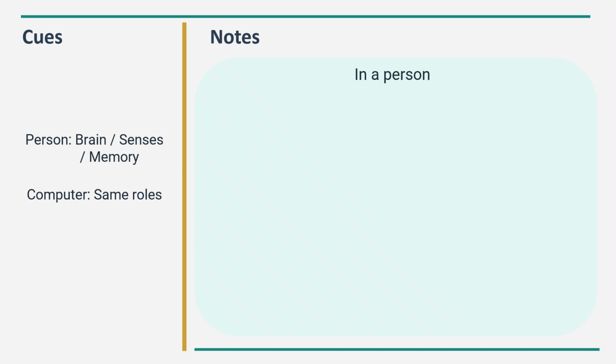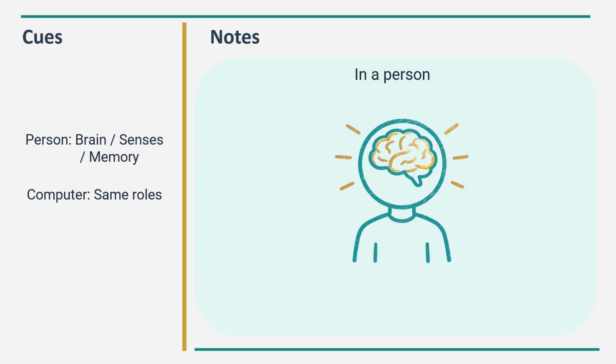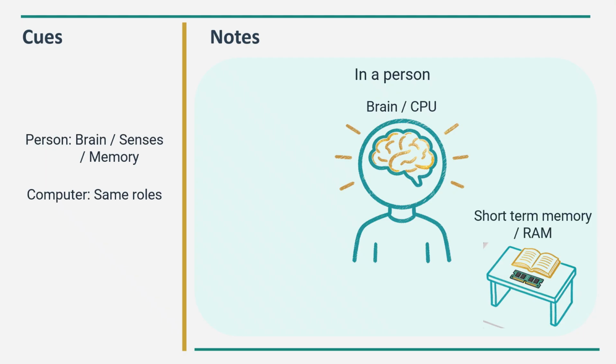In a person, we have similar parts that help to keep our body functioning. The brain of the body is similar to the CPU because it thinks and decides what has to be done. Our short-term memory, that which is on our table right now, is similar to the RAM because it is only retained for a short while.